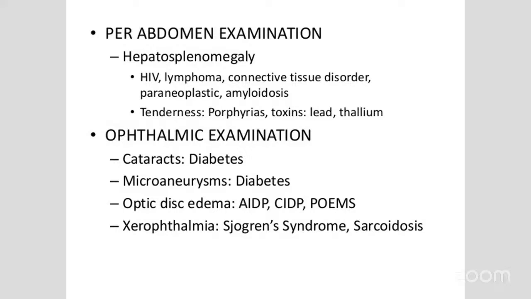Yes, sir. Pupils should be looked for to rule out any concomitant central and peripheral neuropathy, and cataracts should also be looked for. And along with that, sir, we should look for a KF ring to rule out Wilson's disease. So any particular neuropathies where the pupil can be involved?